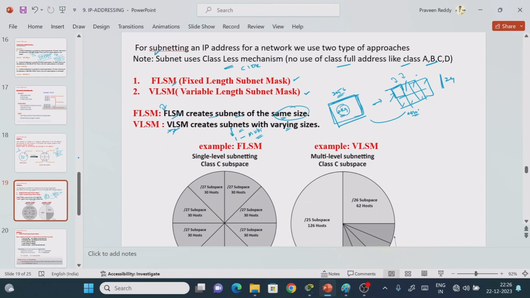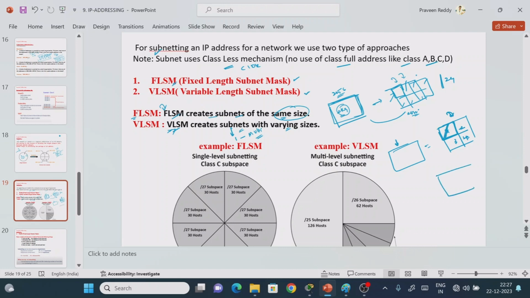Now what is the meaning of fixed length? Suppose we have a cake. If you are going to cut this cake, each piece should be an equal part. Only then is it called fixed length subnet masking. For example, I have divided this cake into 4 pieces, so 4 persons can eat these 4 pieces. Here everything will be a fixed size. Now assume the person who has this piece cannot eat the entire piece, but can eat only half of the given piece.